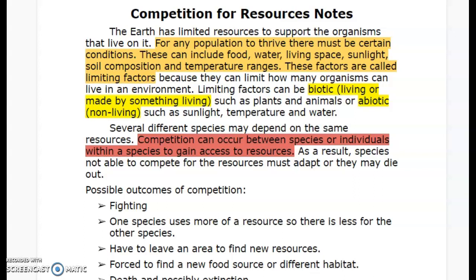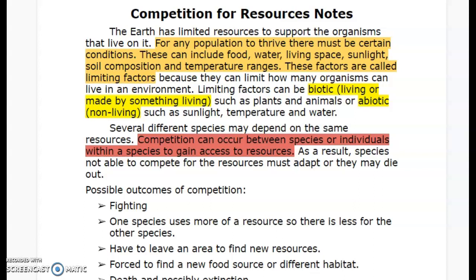Competition for Resources notes. The Earth has limited resources to support the organisms that live on it. For any population to thrive, there must be certain conditions. These can include food, water, living space, sunlight, soil composition, and temperature ranges. These factors are called limiting factors because they can limit how many organisms can live in an environment.